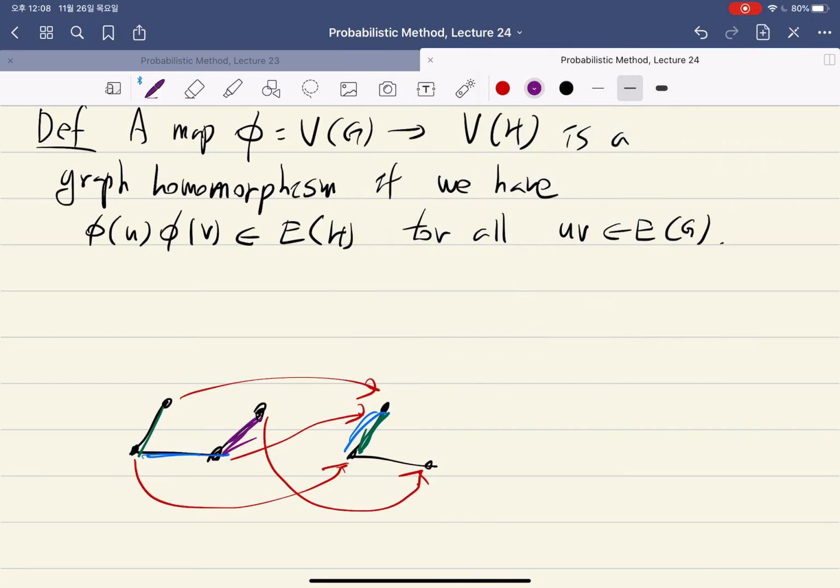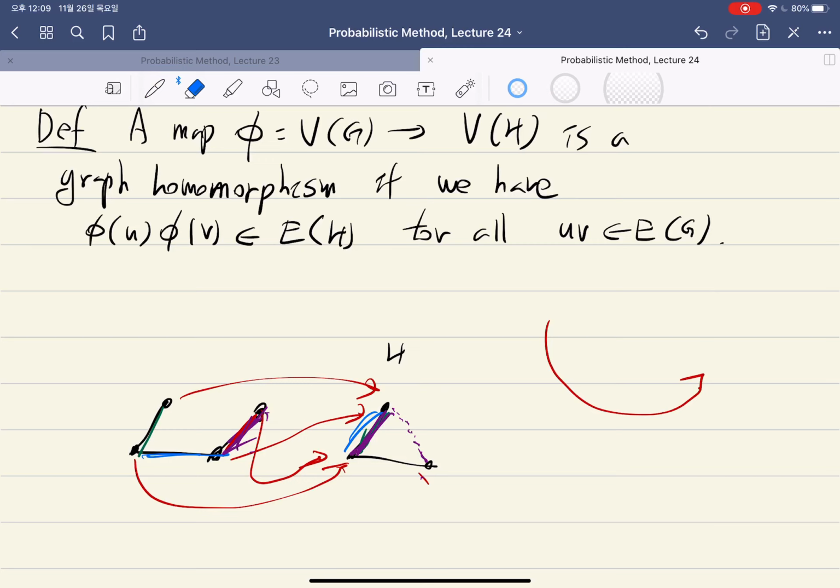But now this maps to what? This to here and this to here. So this maps to here, which is not an edge in H. So in this case, this is not a graph homomorphism. In order to make it a graph homomorphism, you actually have to map this to here. Then again, this purple one maps to here. So edges map to edges.